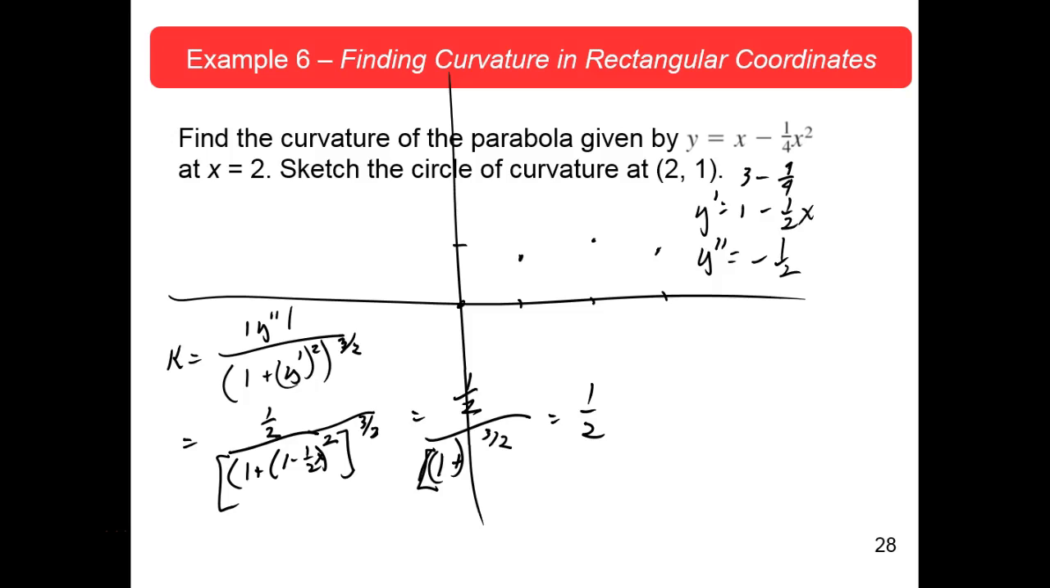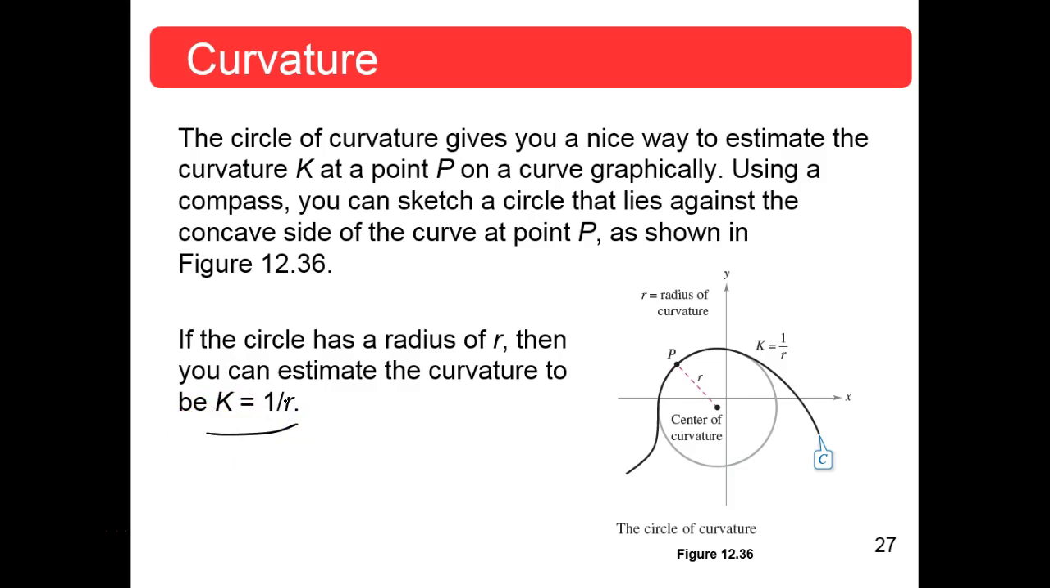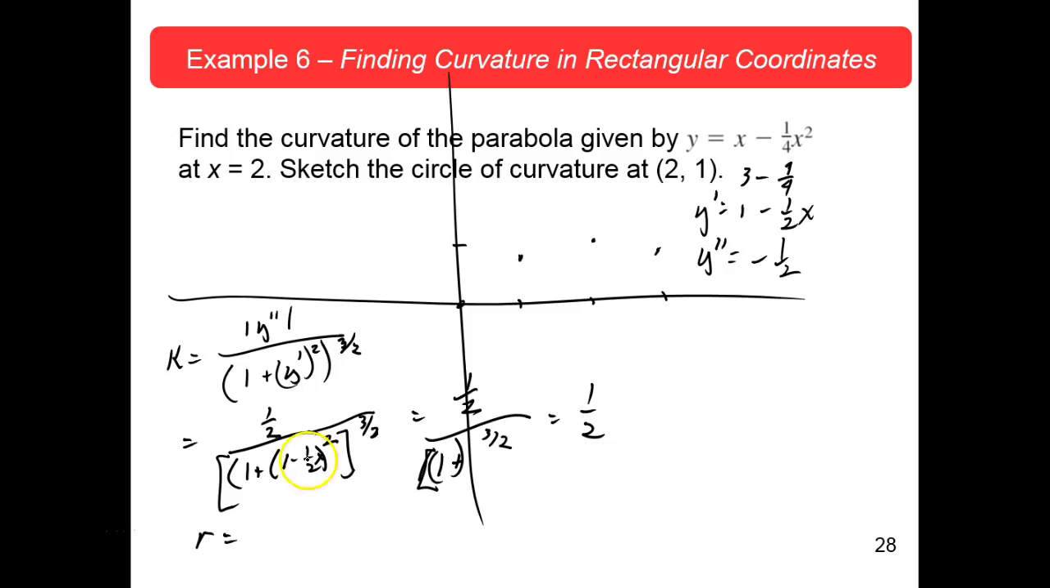Now it says sketch the circle of curvature at 2, 1. Now what do you need to do before you can sketch a circle? Radius, okay? And if the curvature is 1/2, what is your radius? Two, exactly. Radius is 2. Okay? So if your radius is 2, that's your vertex up here. Go down 1, 2. So your center is going to be at 2, -1.